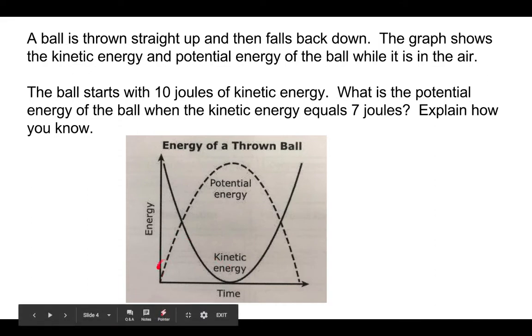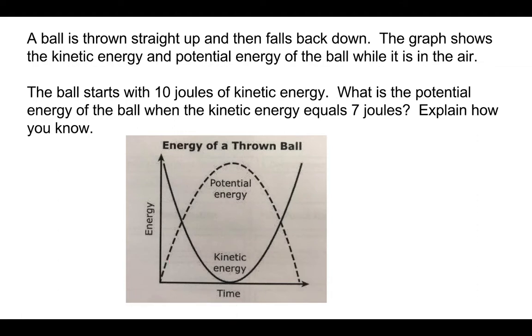Right here, when we first release the ball, it starts with 10 joules of kinetic energy. As that ball is in motion, some of that kinetic energy is transformed into potential energy. According to the law of conservation of energy, energy is neither created nor destroyed. So if we started with 10 joules of energy, we will always have 10 joules of energy altogether.